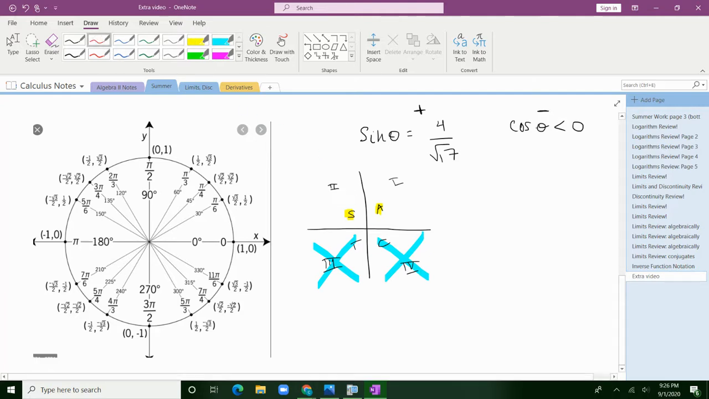Now I know that cosine is negative. Well, in quadrant 1, all the trig functions are positive, so that definitely can't be it. And in quadrant 2, only sine is positive, and cosine, which is x, is negative. So I am in quadrant 2. So just draw yourself a triangle. Don't even worry about the scale of it.